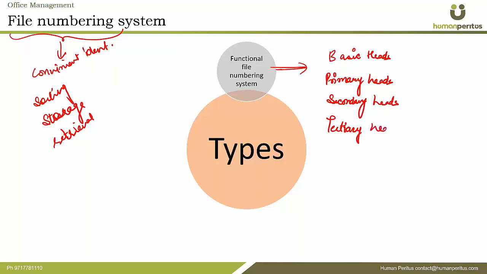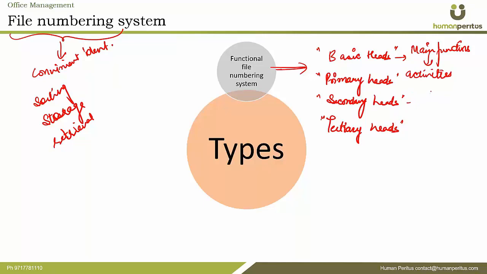Why are we reading these heads? Because in this file numbering system, we maintain certain heads under which the business of a department will finally be categorized so that the numbering becomes easy. So the basic head includes the main functions of a department. The primary head includes the activities under each function to be done.